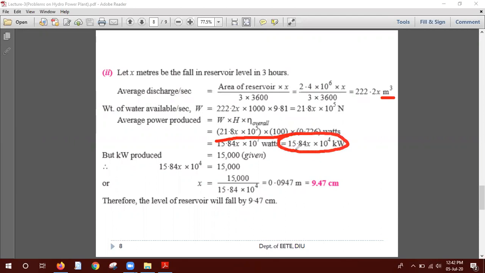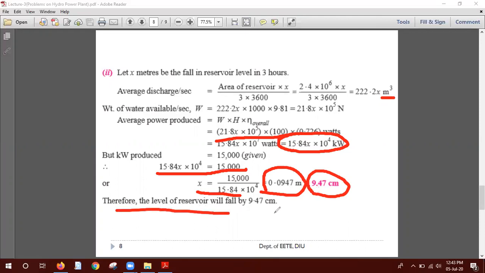But in our question, the power was mentioned that in 3 hours, 15,000 watt has been transferred. So basically this will be equal to 15,000. From this equation, if we divide, we get the height, that is 0.0947. That means 9.47 centimeter of water. So basically, the level of reservoir will fall by this 9.47 centimeter.